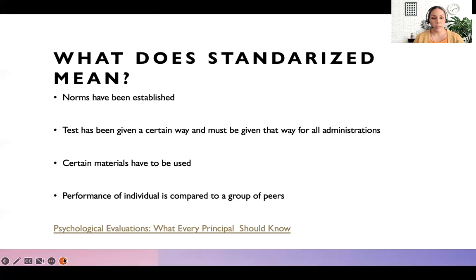The other part of standardization is that certain materials have to be used. So we buy test kits. These test kits come with different components, and we have to use those components for the test.